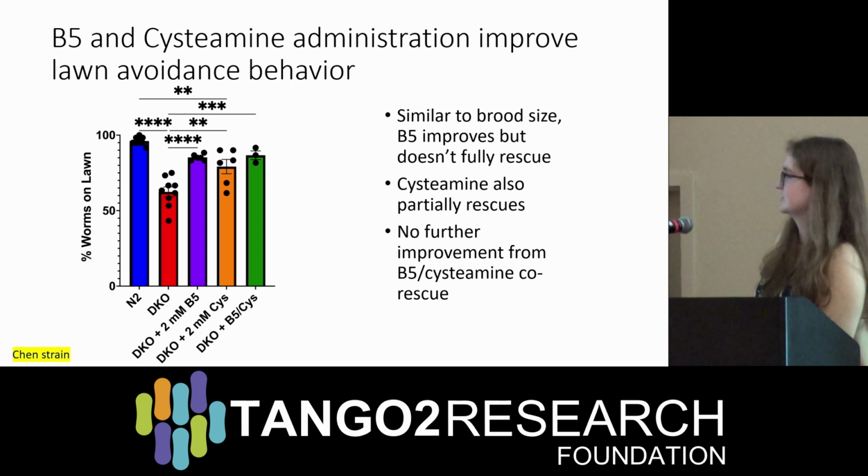So circling back to the lawn avoidance that I was talking about earlier, we also tried to rescue this with B5, with cysteamine, and then with our combo of B5 and cysteamine, and we saw fairly similar results. So our worms without TANGO2 are hanging out off of the lawn. When we give them B5, they get a little bit better, more of them are on the lawn, but they're still not quite up to the level of our normal worms.